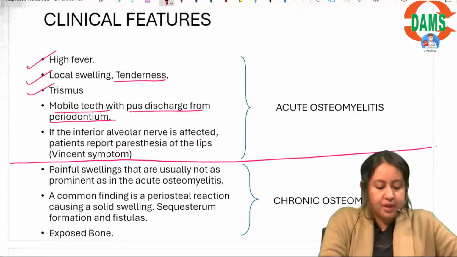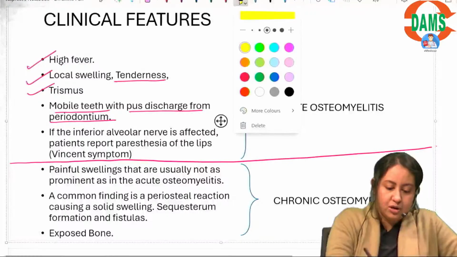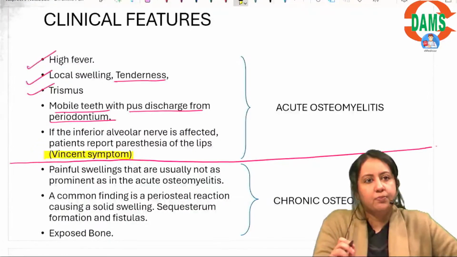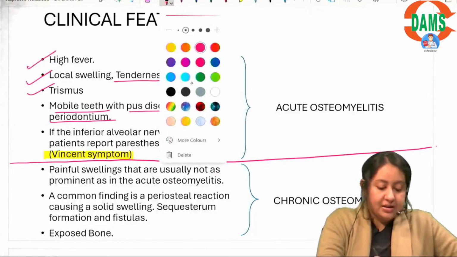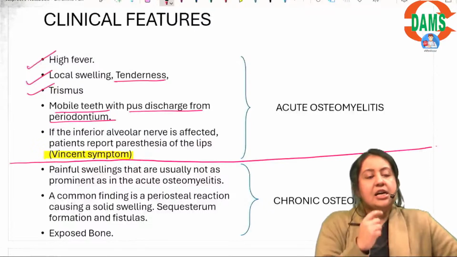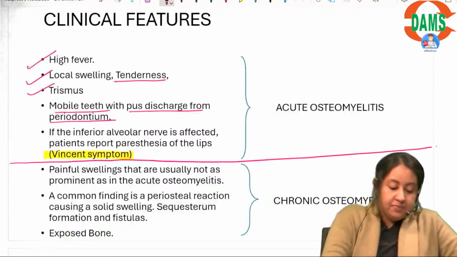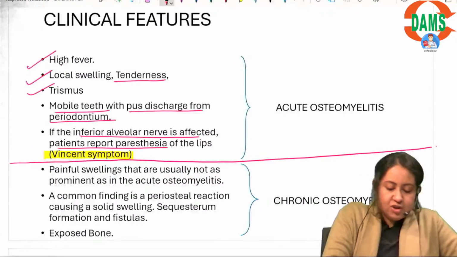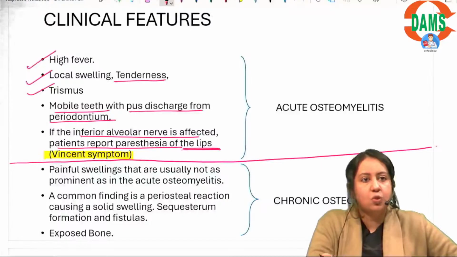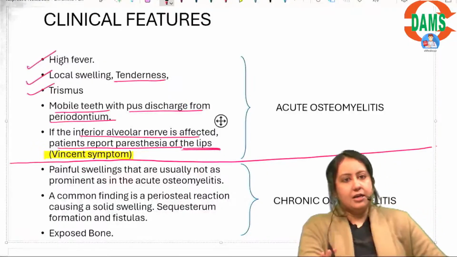from periodontium, and sometimes in acute osteomyelitis there is a symptom known as Vincent symptom or Vincent syndrome. Alright, this is nothing but paresthesia, or when the osteomyelitis has affected your inferior alveolar nerve, leading to paresthesia or numbness of the lower lip. Inferior alveolar nerve is affected and patient reports paresthesia of the lips. Vincent symptom or Vincent syndrome. Okay, now these were features of acute osteomyelitis.